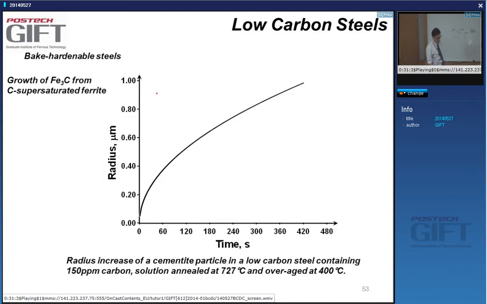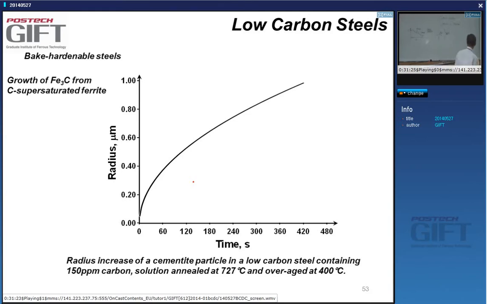Okay, so good. So anyway, we can, for instance, use this to study the overaging. Yes, why is overaging important in this for bake hardening steels?